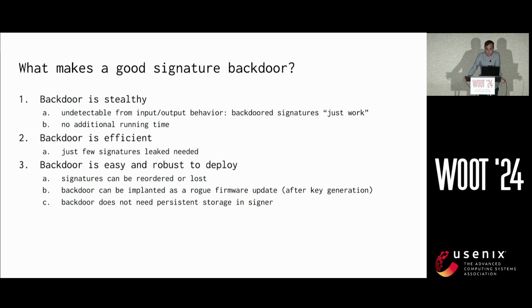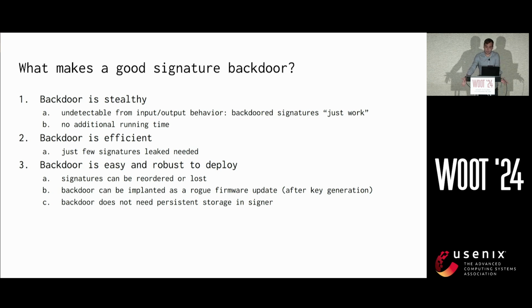Also, you want this backdoor to be easy and robust to deploy. What do we mean by this? It's very easy to imagine protocols in which you cannot assume that the receiver is going to get the signatures in the same order as they were generated, because maybe there is some reordering happening, or some signatures are just missing. You want this scheme to be robust against those kinds of things that can happen.